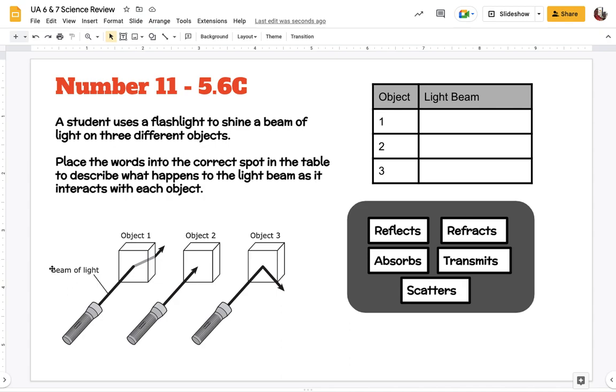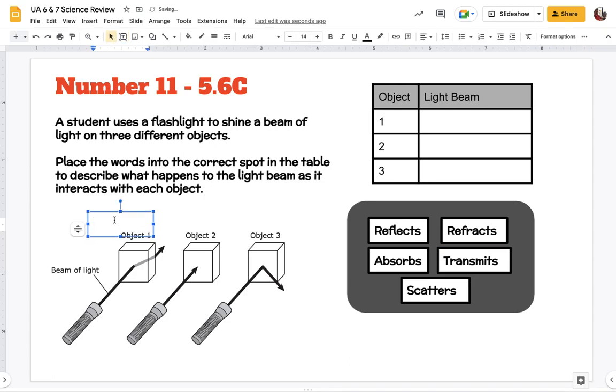Okay, so let's look at object 1. So let me do little what I sees above each one of those to show my work. So object 1, I'm seeing the lights going in. It's going through object 1, but it's kind of like bending a little bit, right? It's kind of like not technically in a straight line really as it's exiting out. So let's say it is going through.